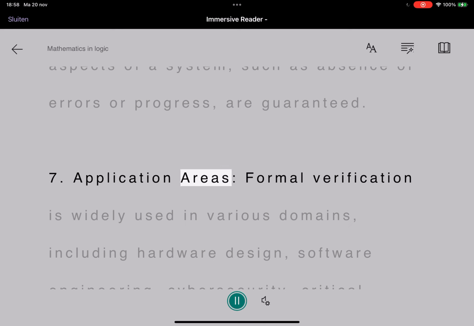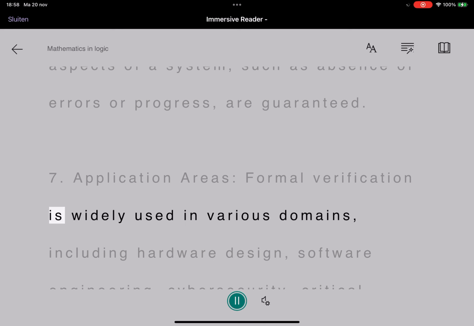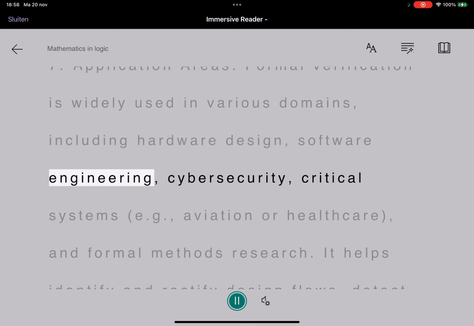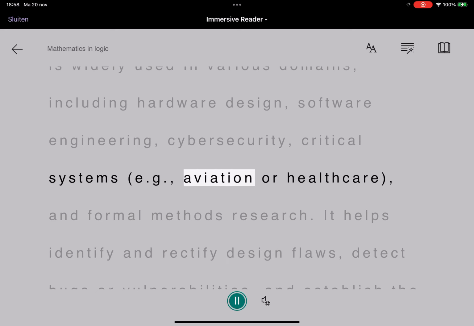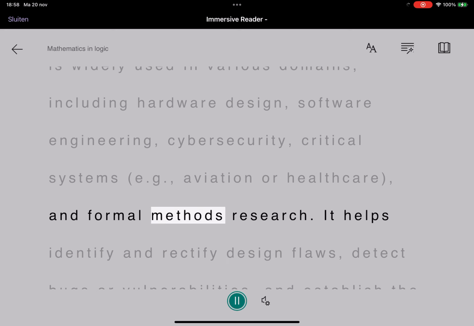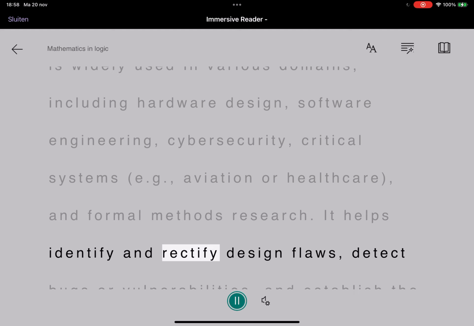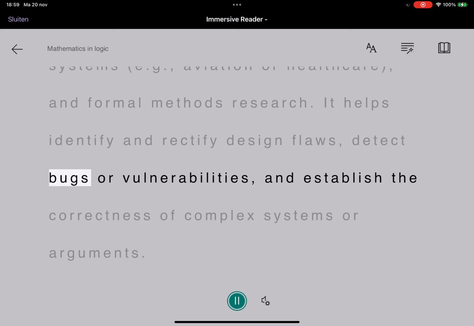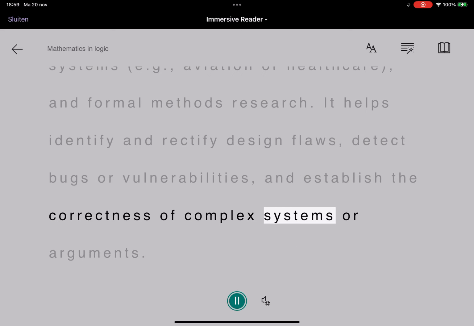7. Application areas. Formal verification is widely used in various domains, including hardware design, software engineering, cybersecurity, critical systems, e.g., aviation or healthcare, and formal methods research. It helps identify and rectify design flaws, detect bugs or vulnerabilities, and establish the correctness of complex systems or arguments.